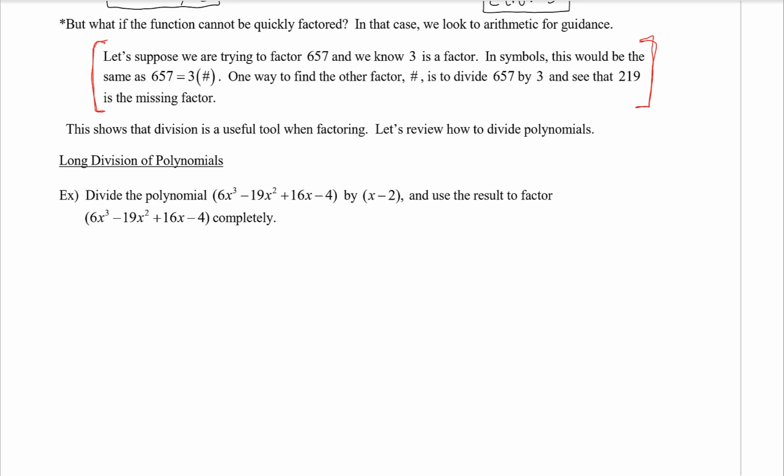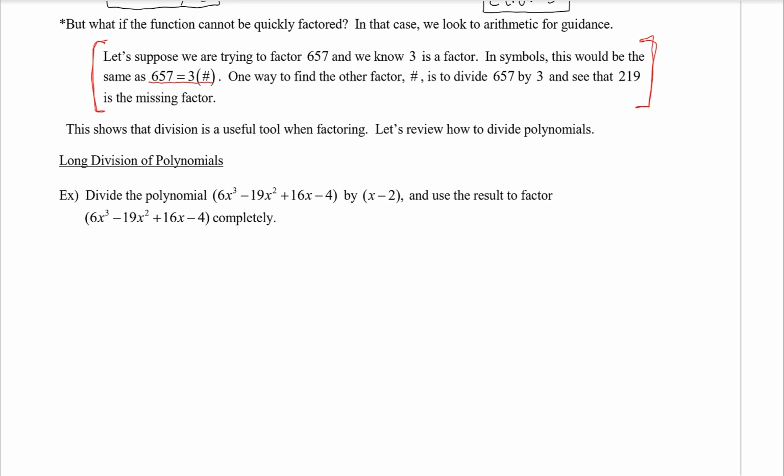So let's say you were trying to factor 657 into its prime factors. Well, 6 plus 5 plus 7 is, what's that, 18? And 3 goes into 18, so we know that 3 is going to be a factor. So that means that 657 is equal to 3 times some other number, because we know 3 goes into it.